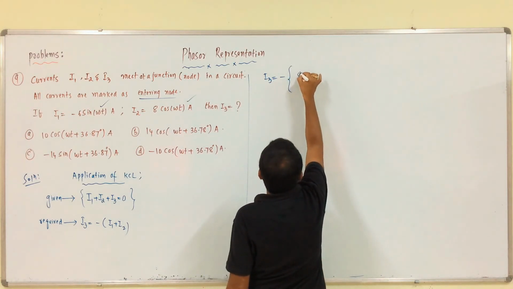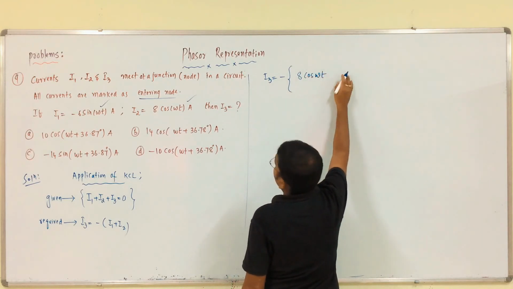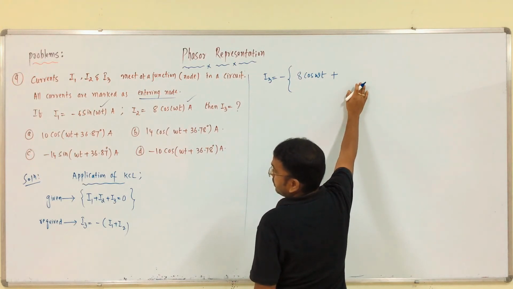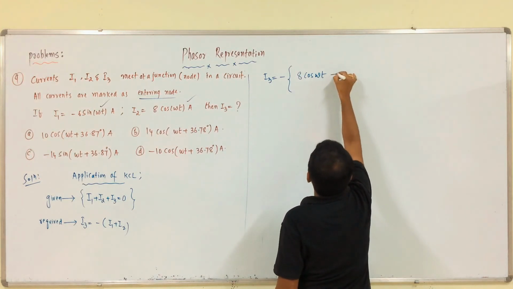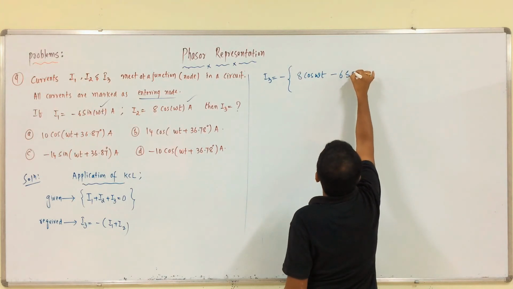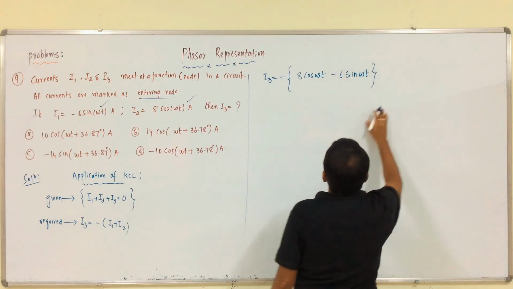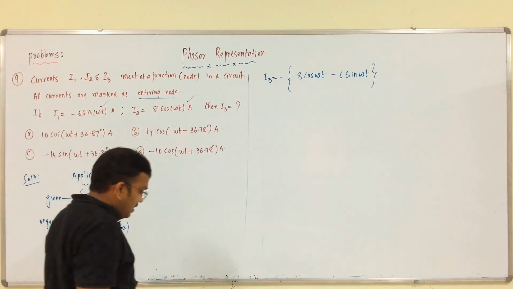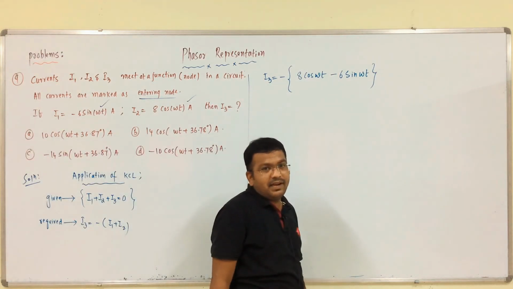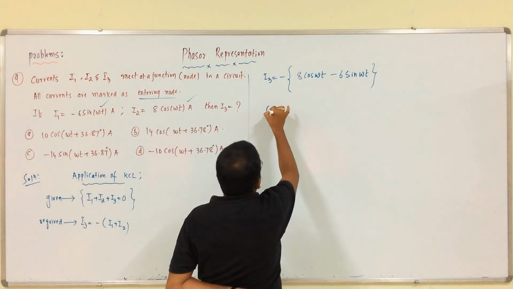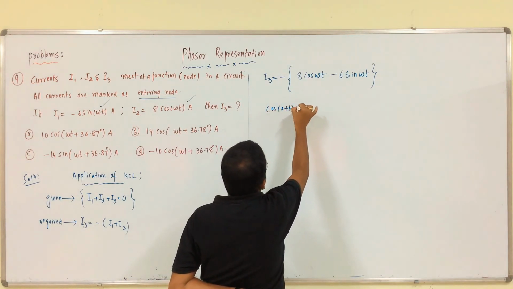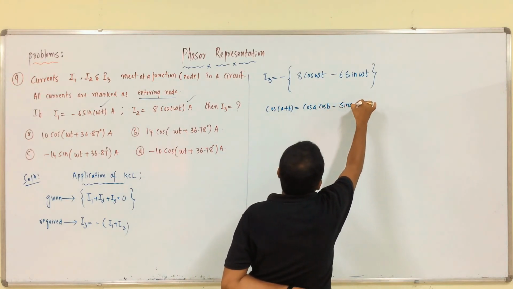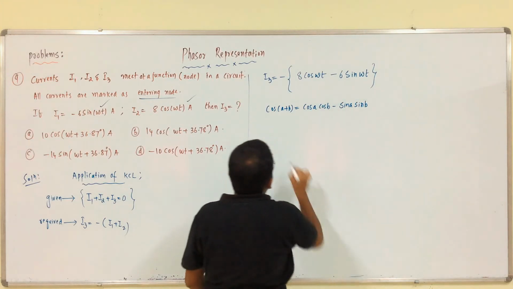So, from this, I3 is what? Minus I2 is 8 cos omega t, plus minus I1, I2 is 6 sin omega t, that is it, 6 sin omega t. It looks like cos A cos B minus sin A sin B, that is cos of (A plus B), which is cos A cos B minus sin A sin B.